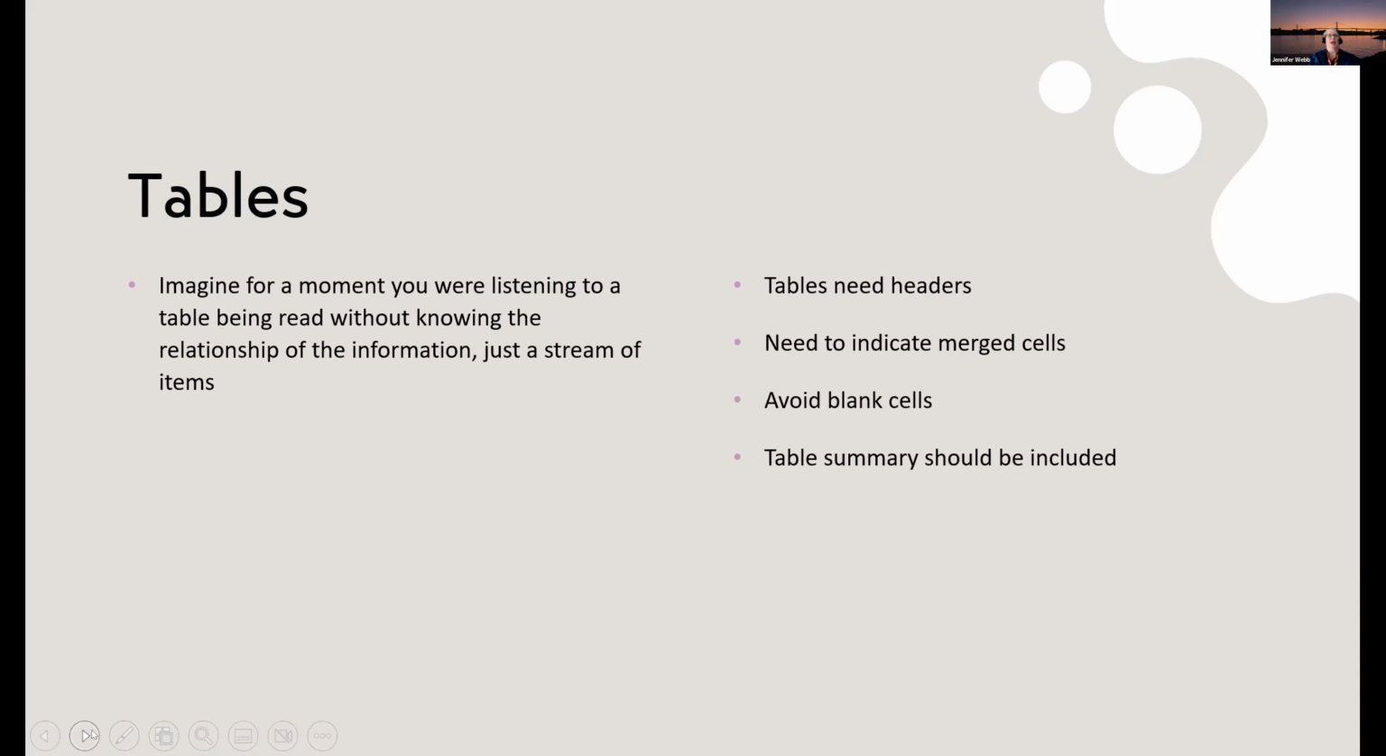And tables, the same idea. So you can imagine if you didn't tag a table correctly and it was reading through just going through the content, that the relationship of what's in a row, what's in a column is really important. You want to try and avoid blank cells, and you can use merge cells in PDFs, but you have to specify what is merged, which is a little different from Word.